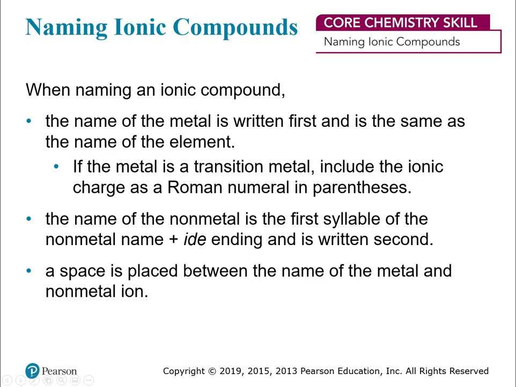When you're naming an ionic compound, the first part of that name is the metal. And that's just the same as the element. If that metal is a transition metal, you need to include that charge. So don't forget that Roman numeral. The second part of the name is for the non-metal, and you write that as the first syllable of the non-metal name plus IDE. There's a space between those two words, the metal and the non-metal.